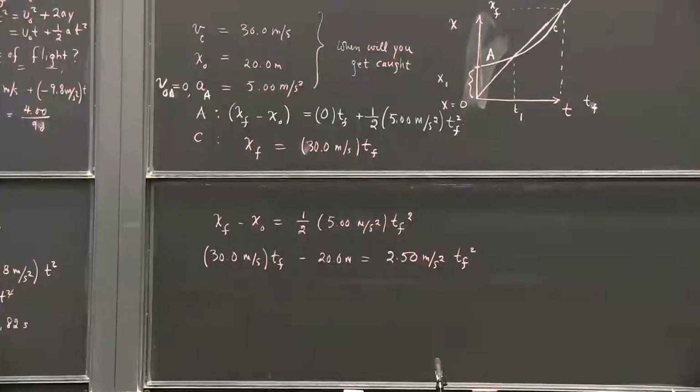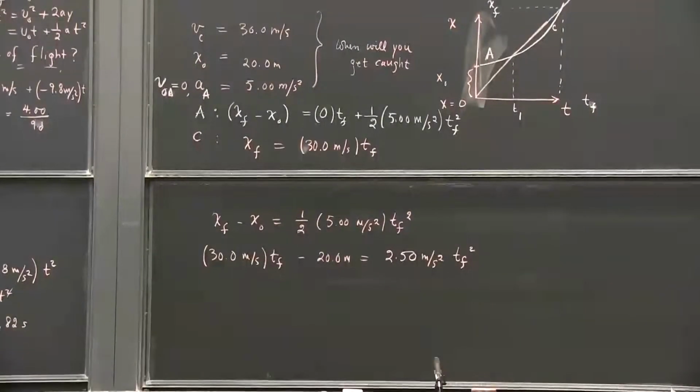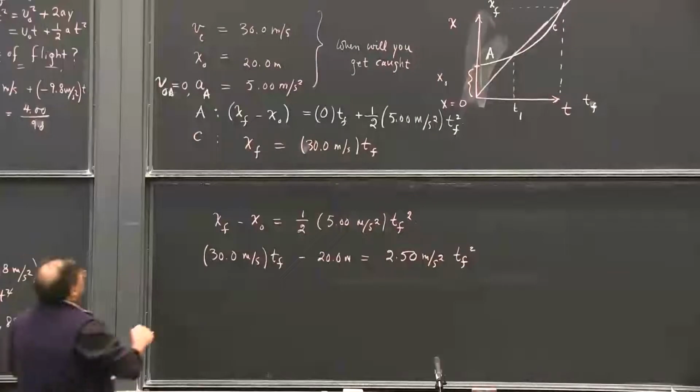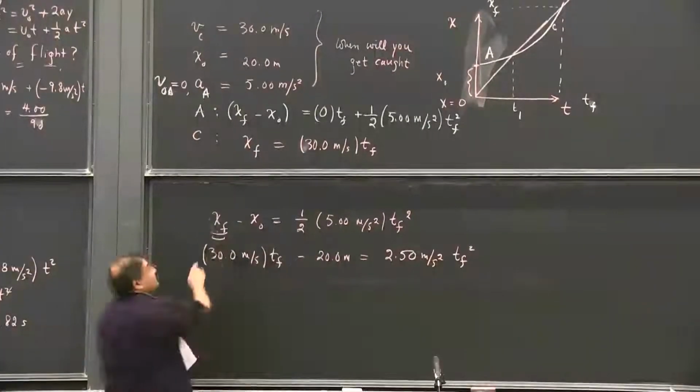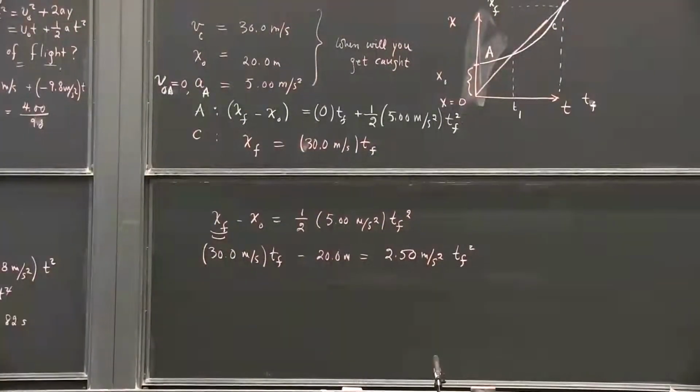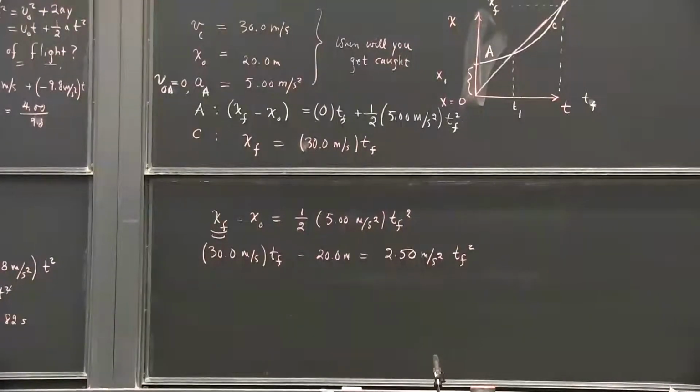T final comes from the left side because I'm just putting it in. So x final here is T final, this thing. Okay? Any questions? Yes. Where did you get minus 20 meters from? Minus 20 meters was x0, right? Except minus x0. So minus. Oh, okay.